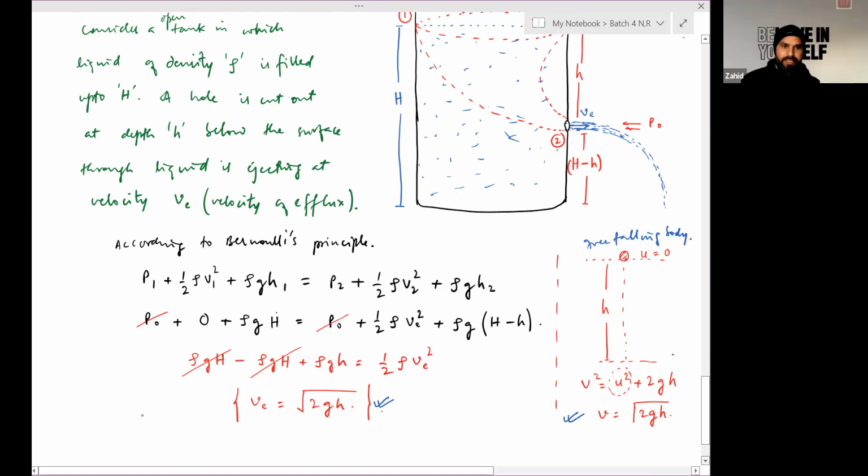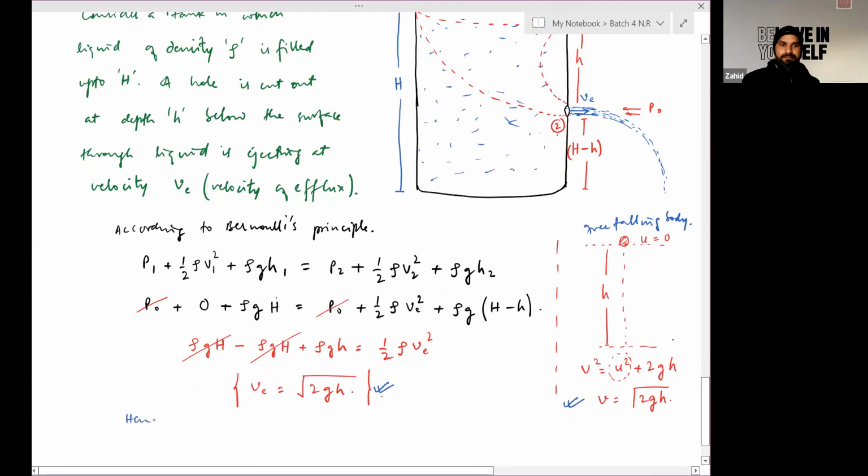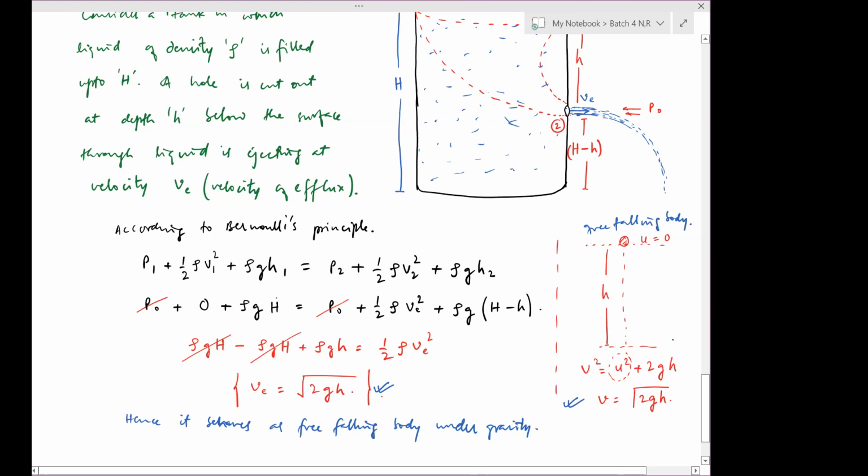So we can write at this point, hence it behaves as a free falling body under gravity. Any doubt? No, sir. Okay.